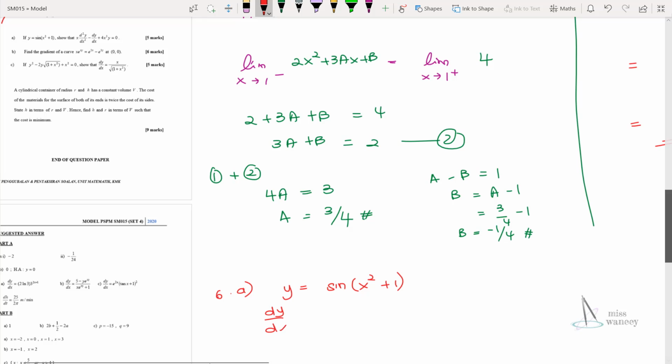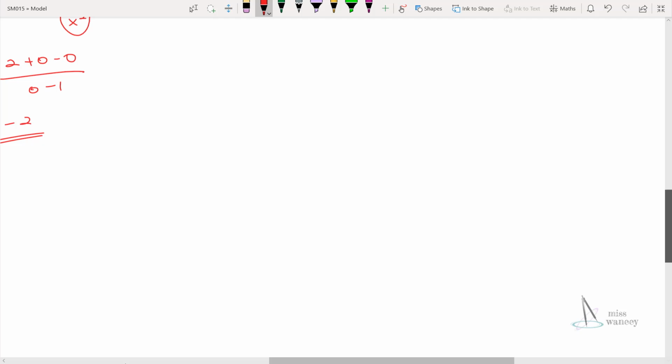So dy over dx, differentiating sine, it will become cos of x squared plus 1. And then we have to differentiate x squared plus 1. Differentiating x squared plus 1, it will become 2x. So this is 2x cos of x squared plus 1. So this is dy over dx.